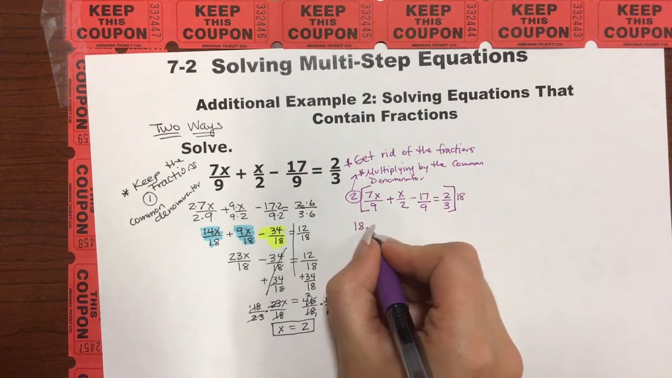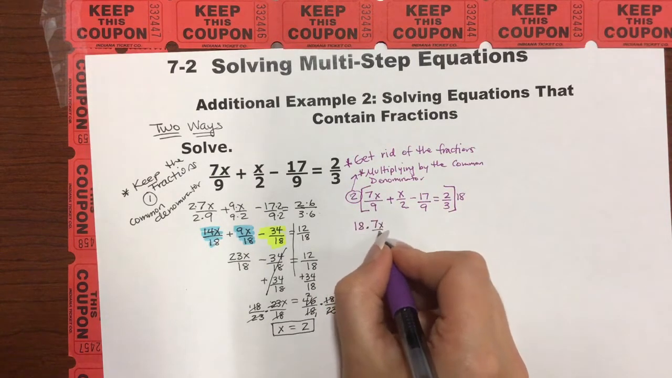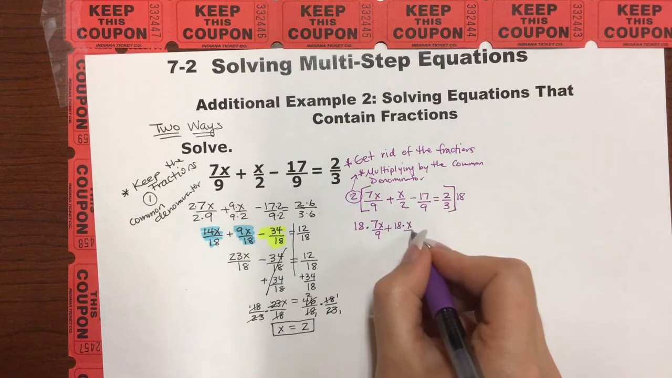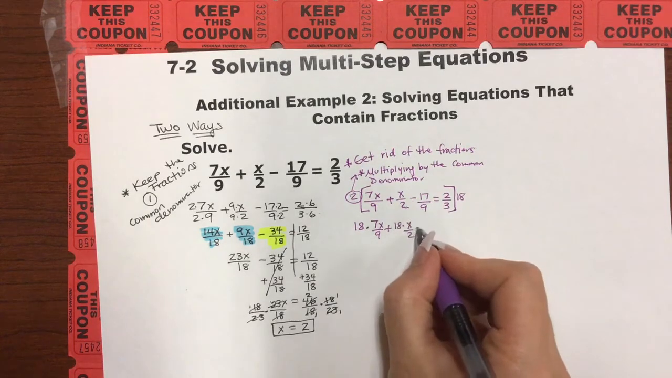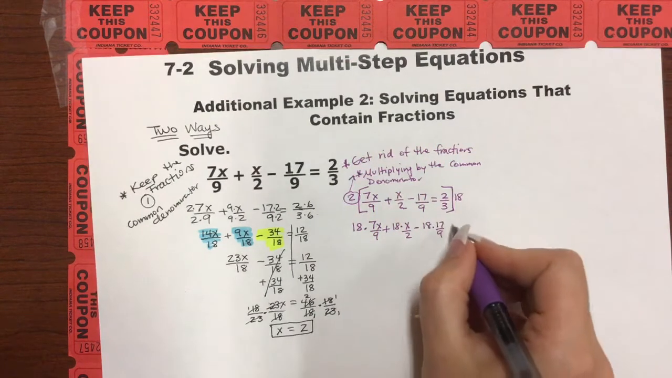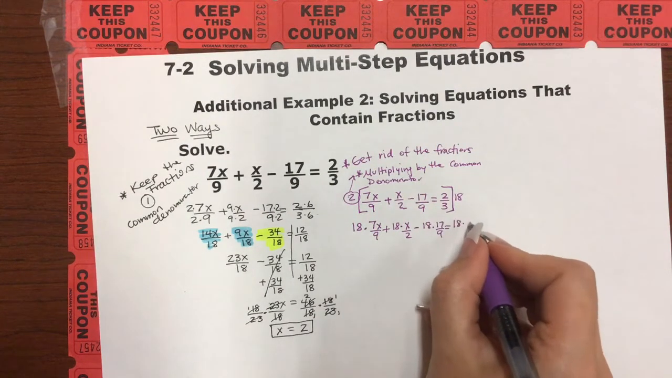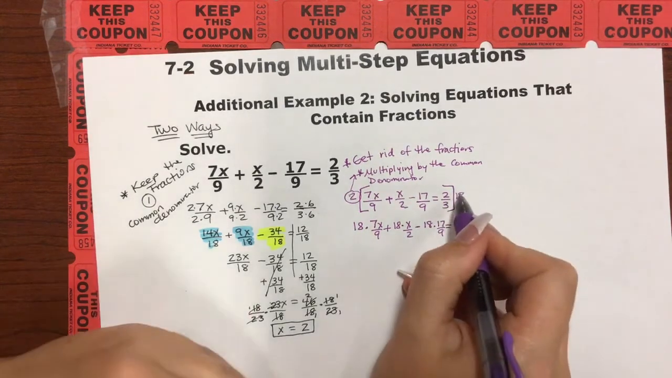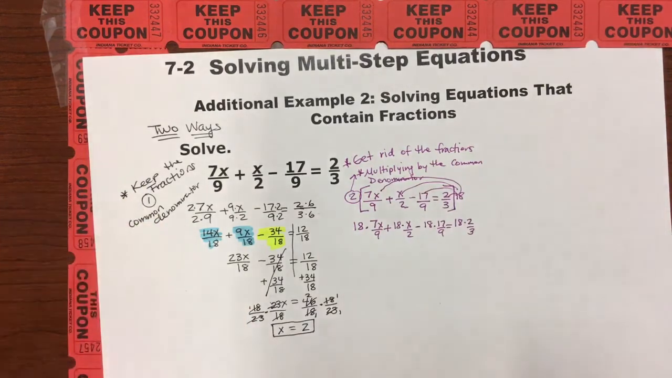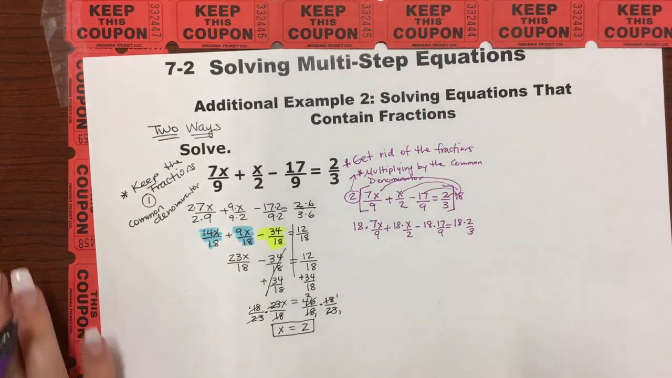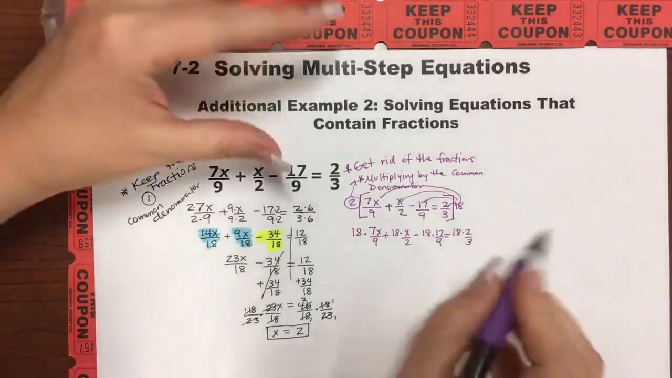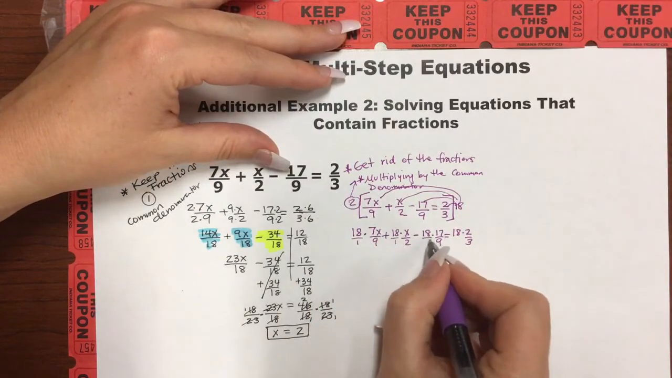So I'm going to multiply 18 times 7x over 9, plus 18 times x over 2, minus 18 times 17 over 9 equals 18 times 2/3. So that 18 just got distributed here, here, here, and here, everywhere. Everybody's happy. Everybody has their 18 pieces of candy.